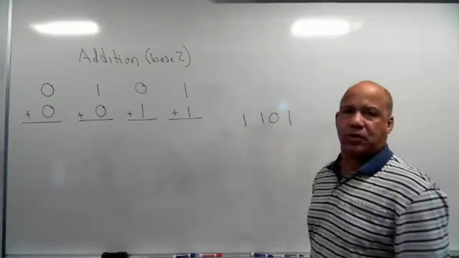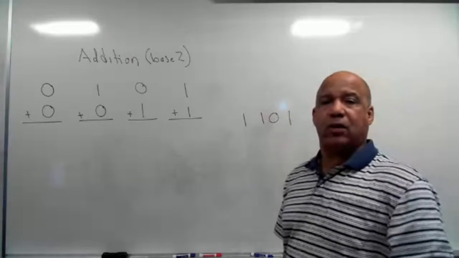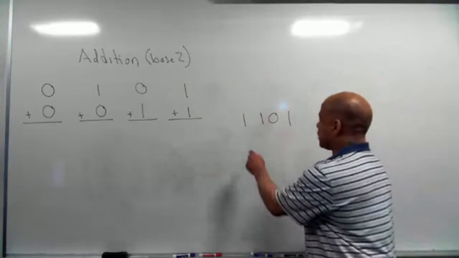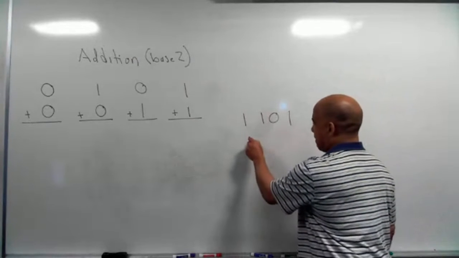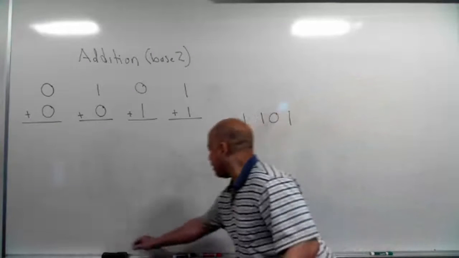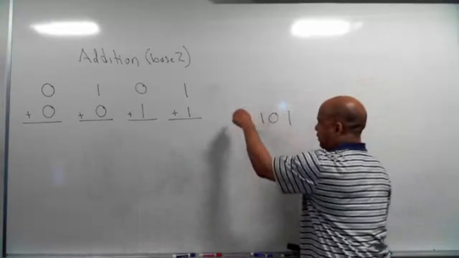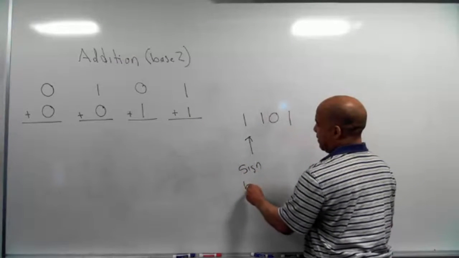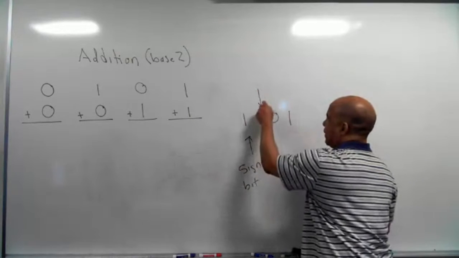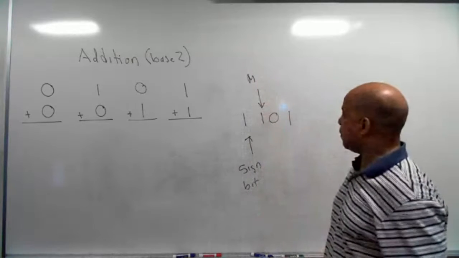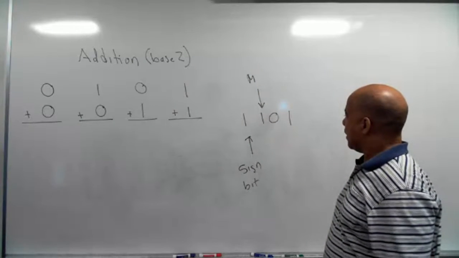And I ask, all right, what's the most significant bit? Well, you've got to know if we're using a sign bit or not. If we're not using a sign bit, then the most significant bit is that one. If we are using the sign bit, then this first number here becomes the sign bit, and then the next number there would be my most significant digit, my most significant bit.